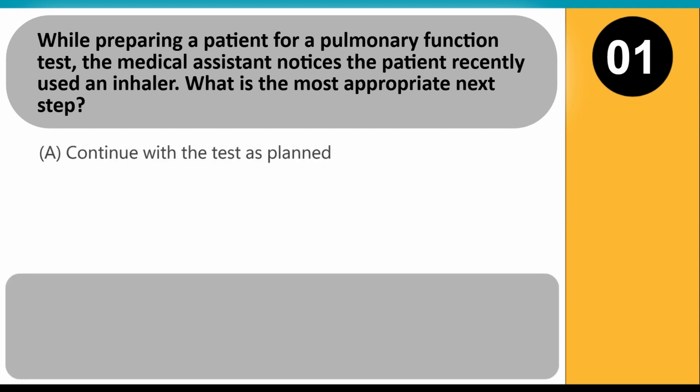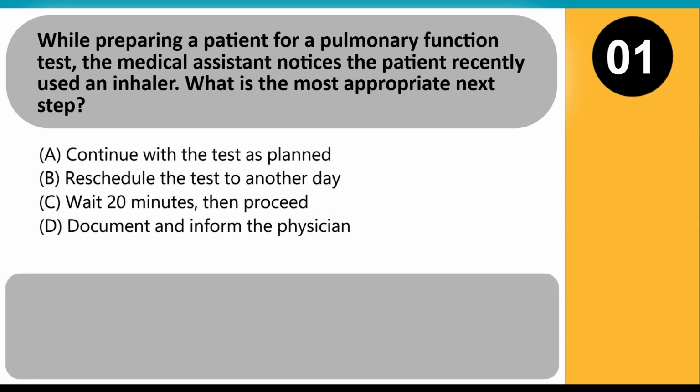While preparing a patient for a pulmonary function test, the medical assistant notices the patient recently used an inhaler. What is the most appropriate next step? A. Continue with the test as planned. B. Reschedule the test to another day. C. Wait 20 minutes, then proceed. D. Document and inform the physician.